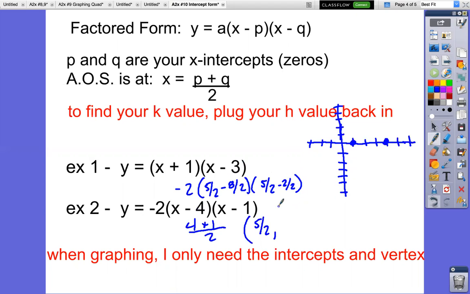So from here, I have -2 times 5 halves minus 8 halves. Oh man, that's -3 halves. Times 5 halves minus 2 halves is +3 halves. Multiply them together. I've got -3 halves times 3 halves. That's -9/4, which is 18/4, which is 9 halves. Guys, it's just a fraction. By the way, if you don't like it, type it in your calculator.